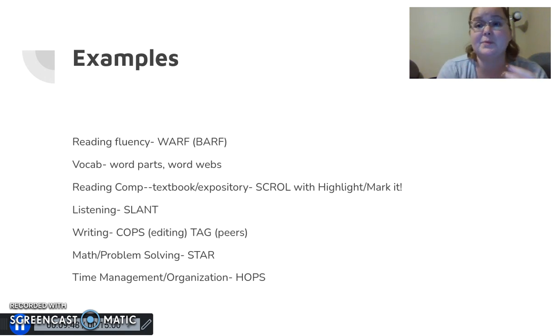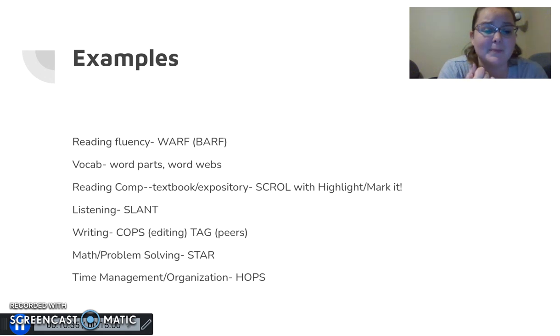For writing, particularly editing things or working with their peers, okay? We have tag, which is working with their peers. Pretty much giving constructive criticism, okay? Tell what you like, ask questions, and give suggestions. This keeps things nice and not nasty. And then for editing their own stuff, okay, cops, capitalize, okay, the overall look, punctuation, and spelling. You hit those 4 main things. The other stuff we'll work on later. Most of the proofreading errors come back to those few things.